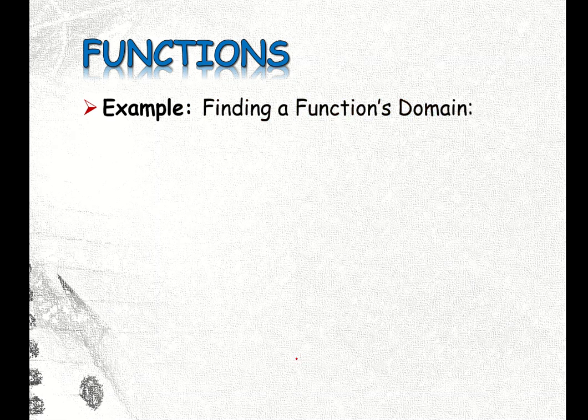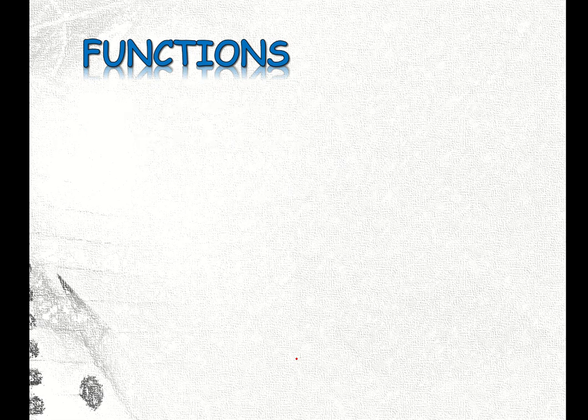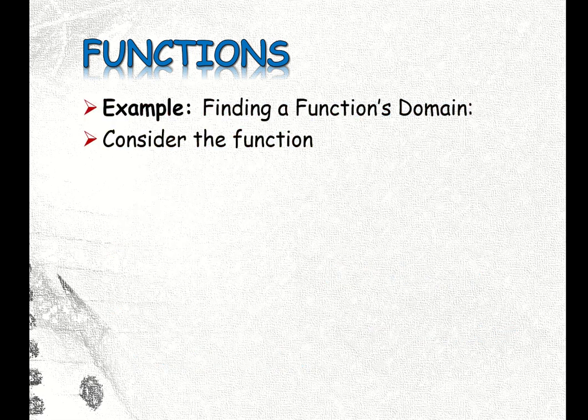For example, find the function's domain from this given function, f of x equal to 1 divided by x minus 5. Okay, so here we have a fractional expression. So as mentioned in the previous slide, we need to look at the number that can cause division by 0, to avoid the division by 0 from happening. So we look at that number. So what value of x makes the divisor equal to 0? So to look for that, we have to equate this x minus 5 here.